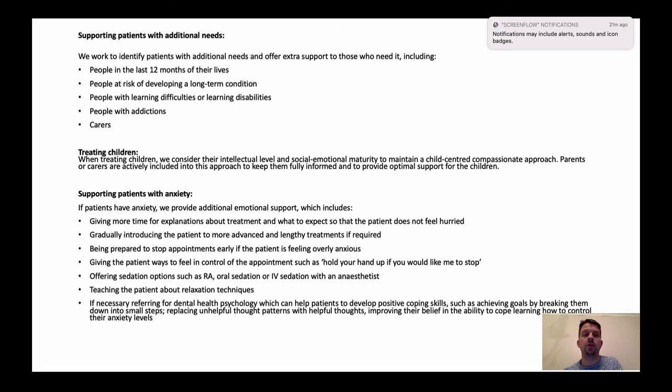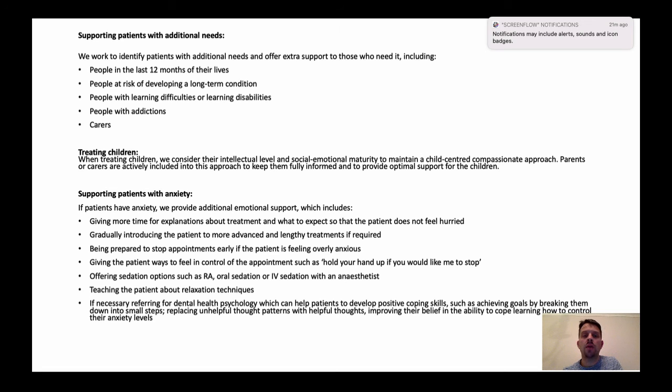Very often, parents or carers are actively included in this approach to keep them fully informed and provide optimal support for the child. When we get a patient with anxiety, we need to give a little bit more time maybe for explanations about treatments, so about what to expect so the patient doesn't feel hurried. Gradually introduce the patient to some more advanced and lengthy treatments over time. Being prepared to stop early if the patient seems a little over anxious.